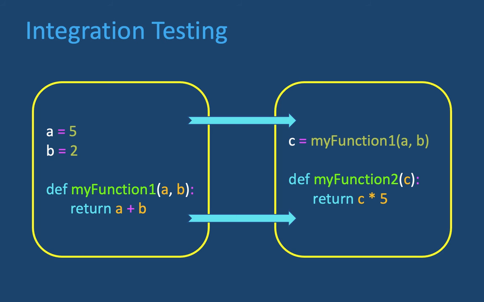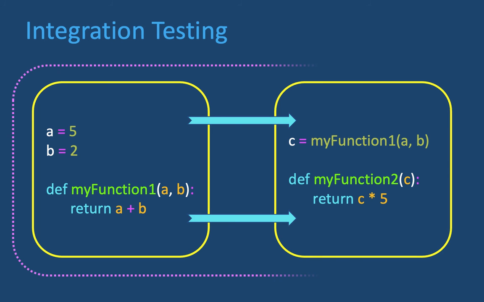In integration testing, we test these methods together. If we test them separately, then it will be unit testing. But if we test them together, then it is called integration testing, where we'll check if data flows from the first method to the second method as expected.